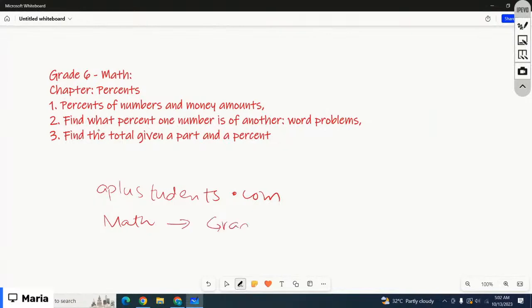Scroll down to grade 6 and then click on view all lessons. There you can find a list of the chapters. We're going to start with the chapter percents, and the lessons we're going to cover are percents of numbers and money amounts, find what percent one number is of another, word problems, and find the total given a part and a percent.